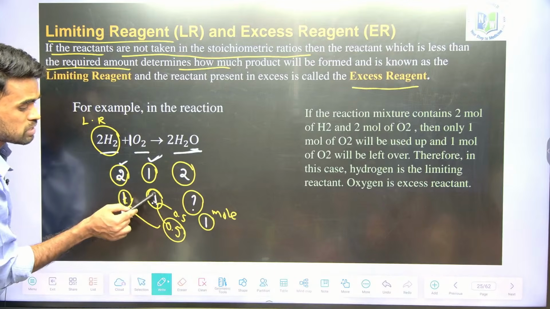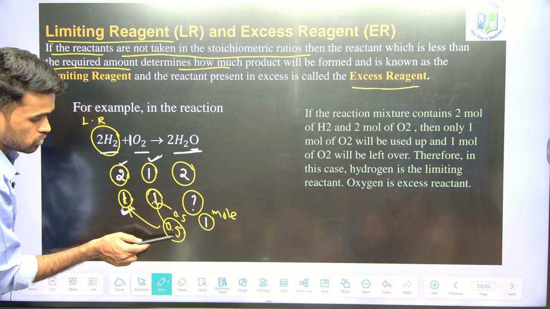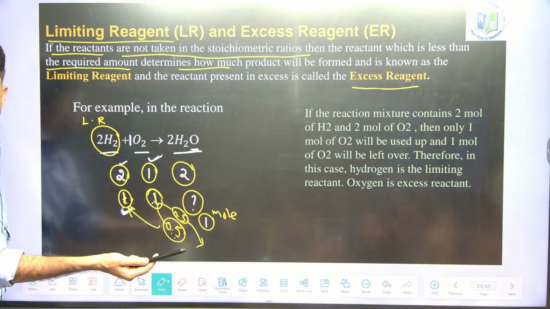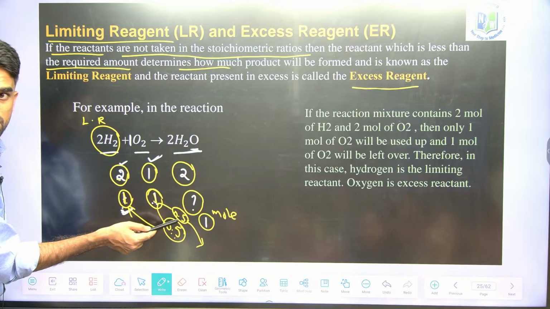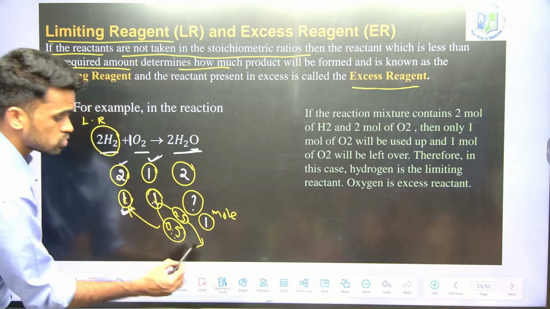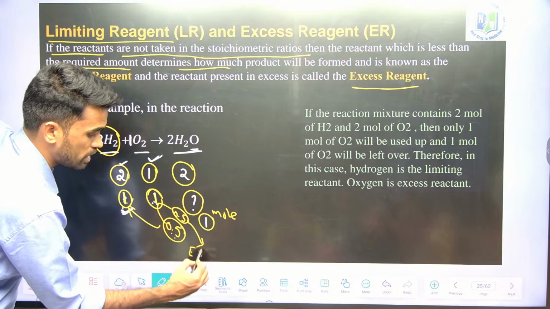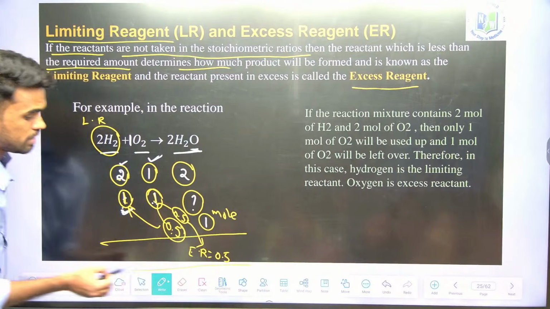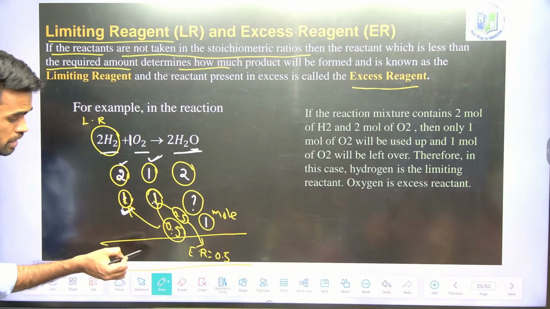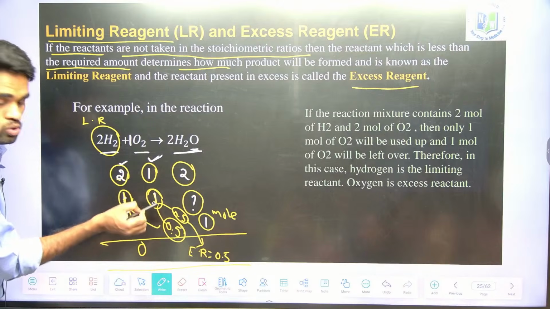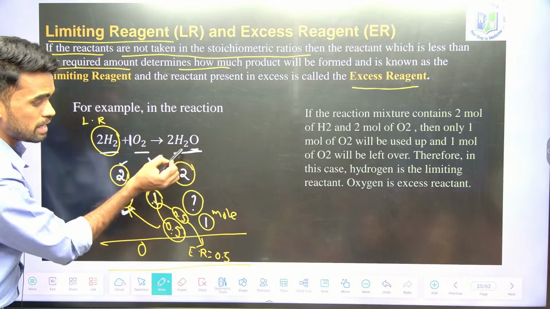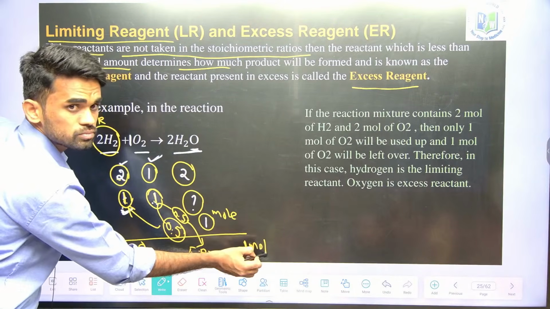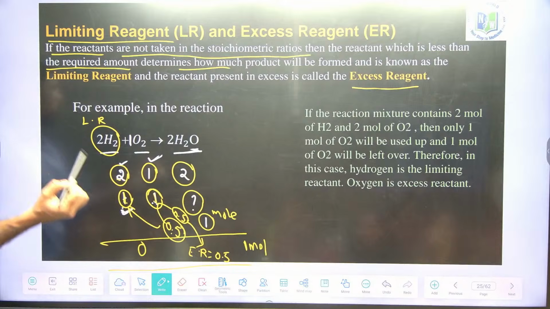It means out of this 1 mole, how much is reacted? 0.5. It means 0.5 remains unreacted. Excess only now. Is it participating? Only 0.5 is participating, so I can say this is the excess reagent. What is the quantity that remained unreacted? 0.5. It means after performing the reaction, the quantity of H2 remaining will be 0, the quantity of O2 remaining is half, and the quantity of H2O formed will be 1 mole. Is this clear? Okay.